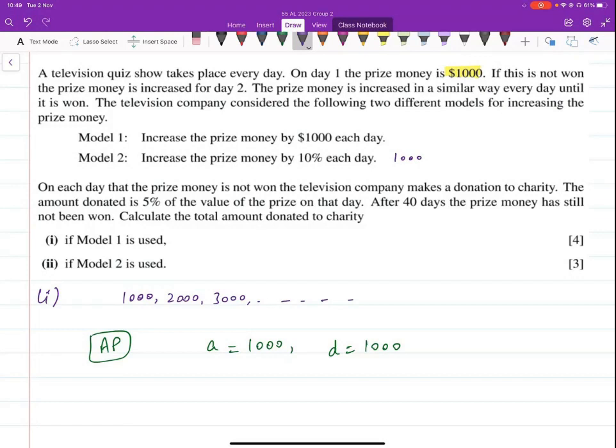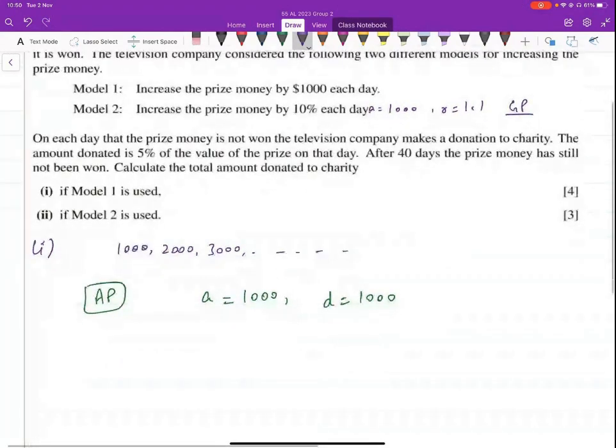Or you can say 100% plus 10%. That's 110%. Uski decimal representation is 1.1. So you say the first term here is 1,000 and the ratio is 1.1. That's a GP. The second one is a GP. Okay, so that's what we have here. First part was the model 1 ka kaha hai, second part the model 2 ka kaha hai.